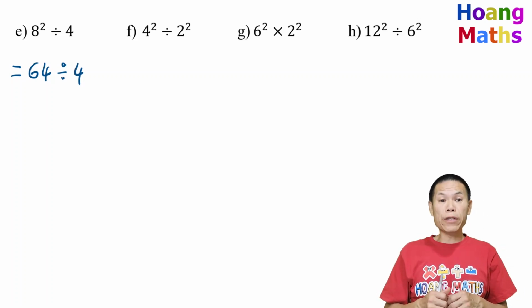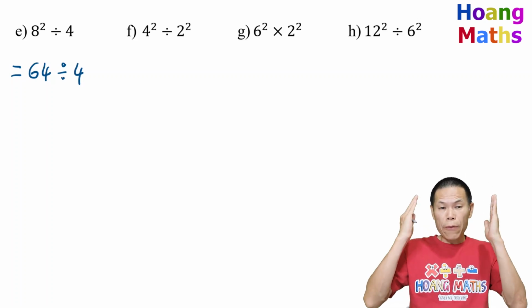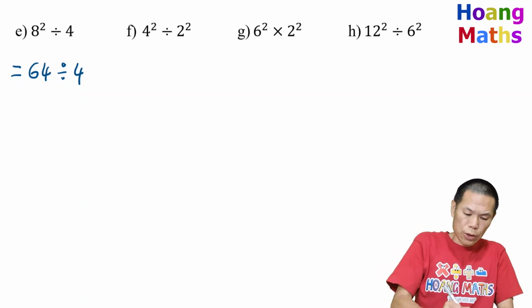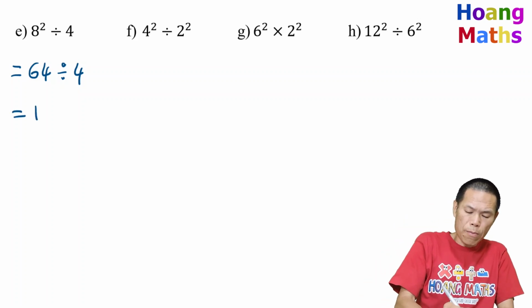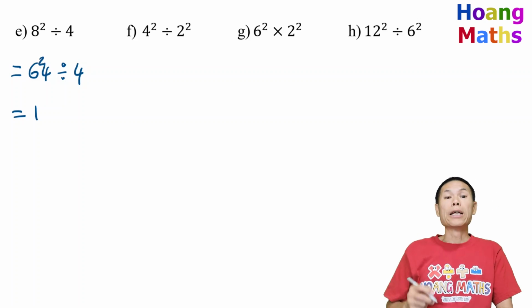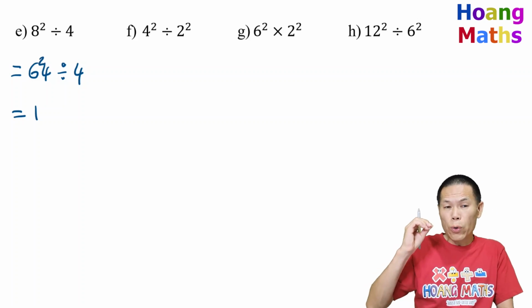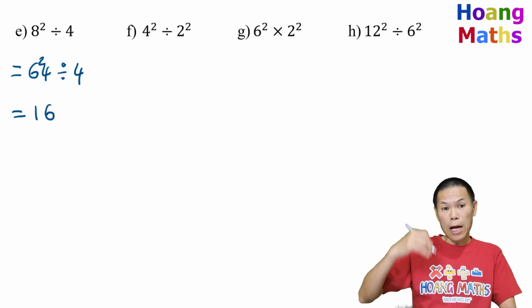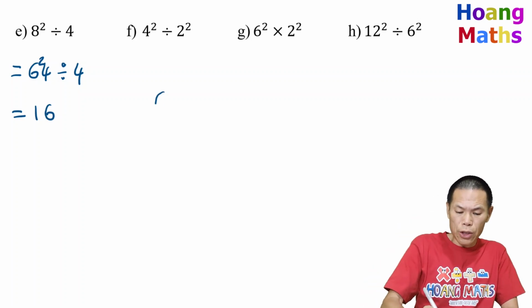Now 64 divided by 4. So we just work out 4 goes into 6 is 1, remainder 2, which is right here. And then 4 goes into 24 is 6 times. So the answer is 16. Otherwise, you can do long division, whichever way suits you, okay?